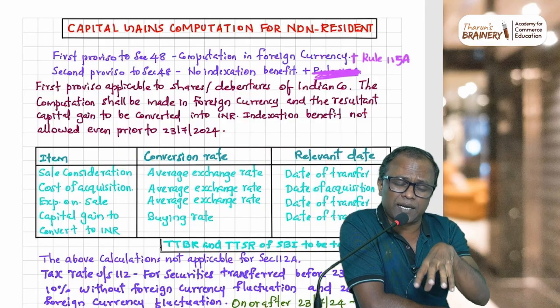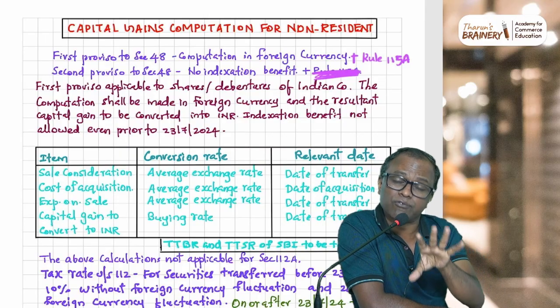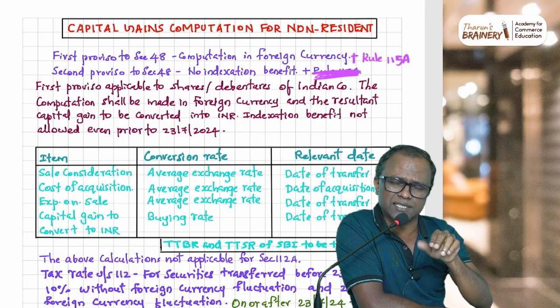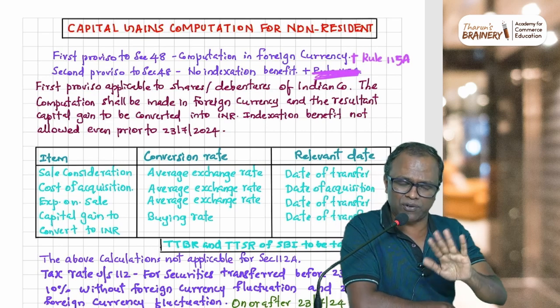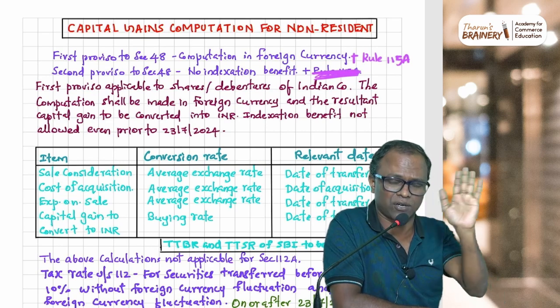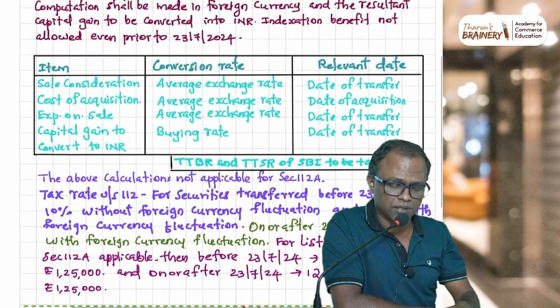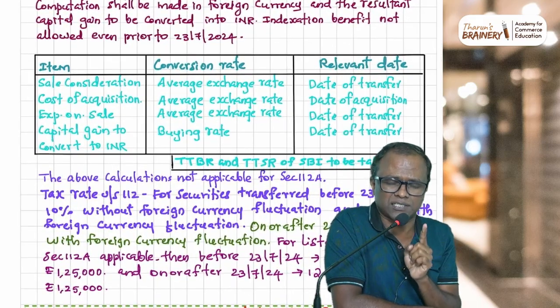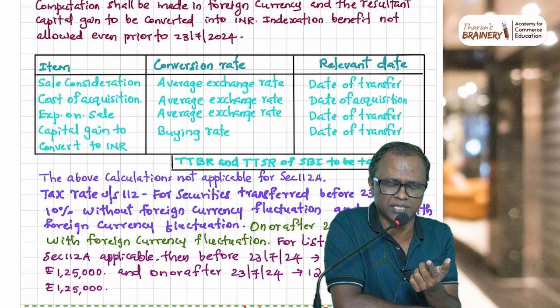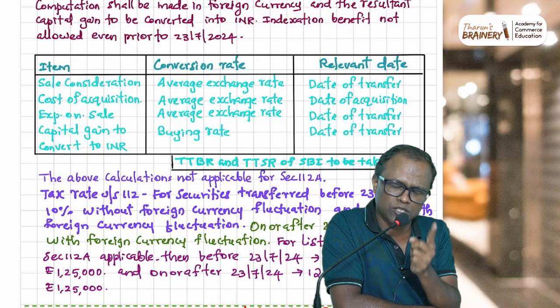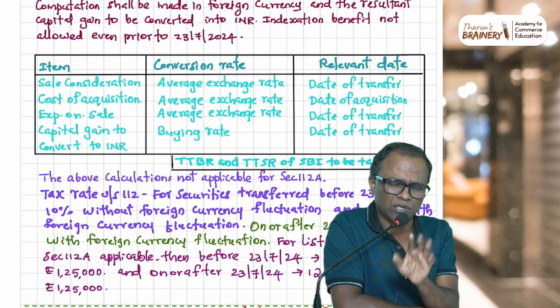But there is an advantage. They can compute the capital gain in foreign currency. That foreign currency advantage is available for non-residents, not for residents. So indexation is anyway not available. Now how will the capital gain be computed? If the full value of consideration, that is the selling price of shares and debentures, is given in Indian rupee, that should be converted into foreign currency, right? So how will we use the conversion rate?